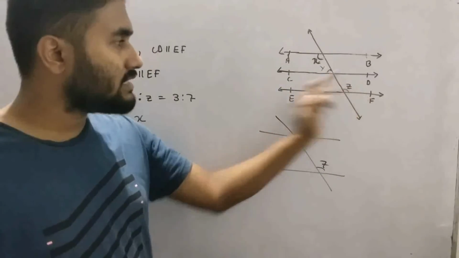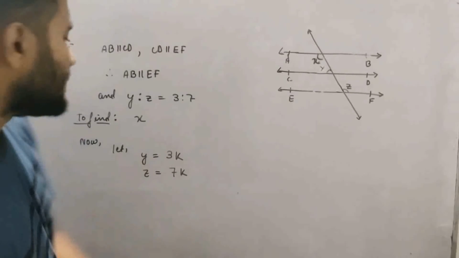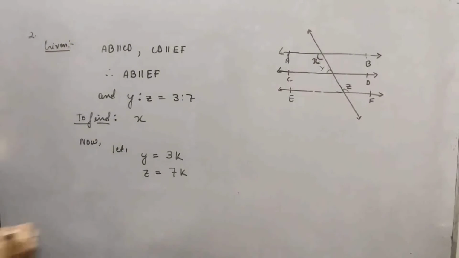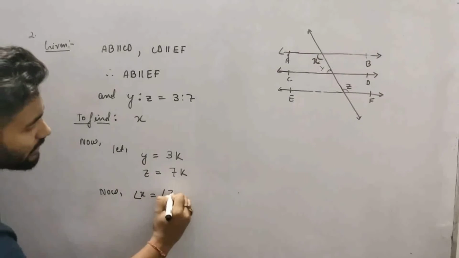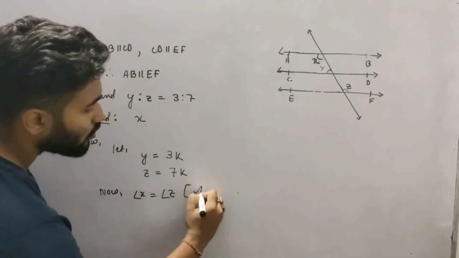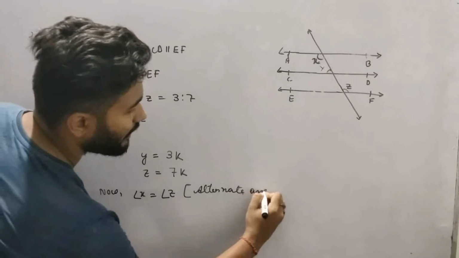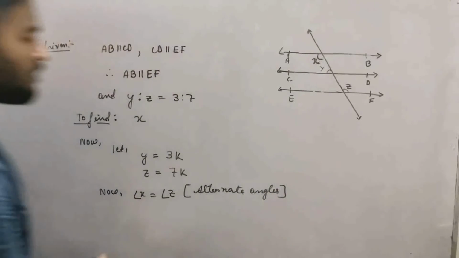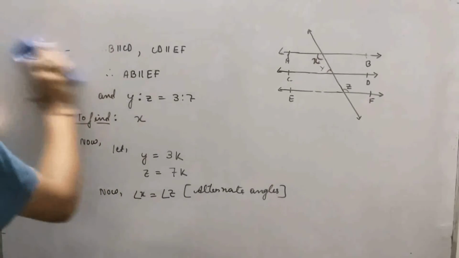See, x is also interior, z is also interior. So our x and z is actually what? Alternate angle. So I can write now, angle x will be equal to angle z. Why are they equal? So you write alternate angles. Alternate angles, isn't it? Then angle x is equal to angle z.